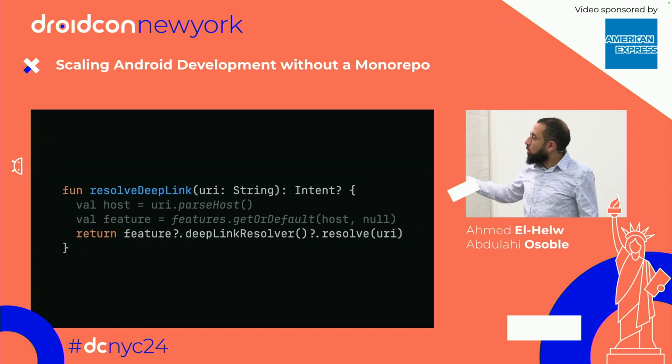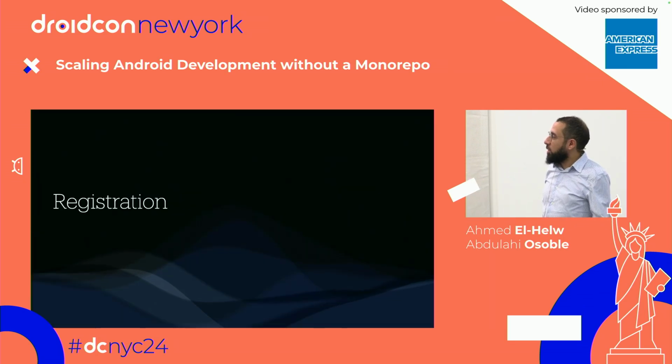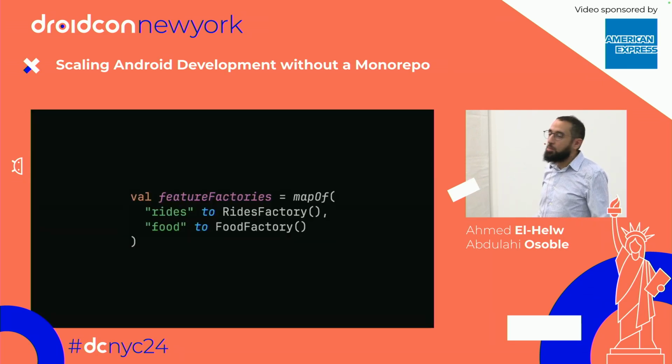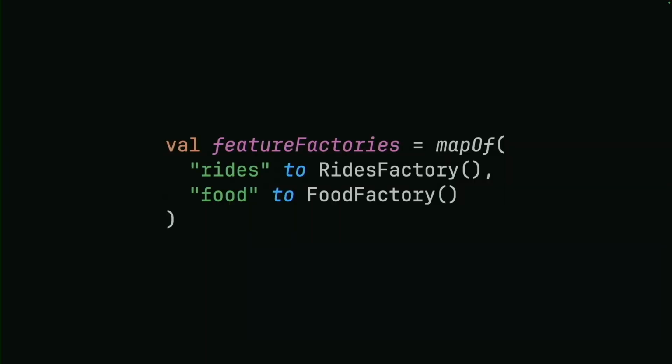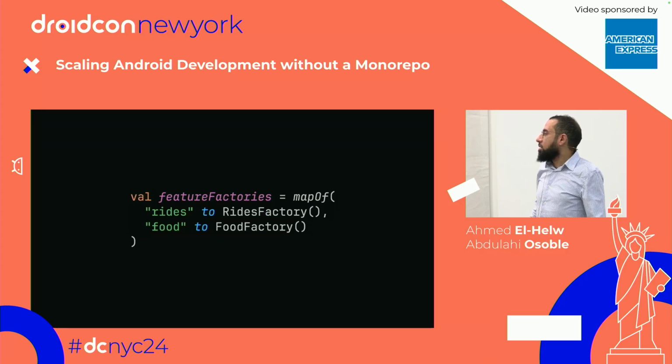I mentioned the features. Where do we get the features from? We call this registration, and this is just a simple map between the routing ID and the name of the factory. Very early on, we used to handwrite this, and then eventually we wrote a KSP processor to automatically code generate it based on annotations on the factory classes.